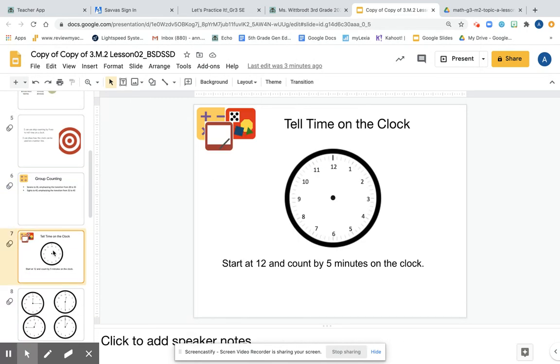All right. So when we look at a clock like this, we're going to start at 12 and we're going to count by 5 minutes on the clock. So each of these intervals, each of these chunks is 5 minutes. So when we jump from the 12 to the 1, that's 5 minutes. The 1 to the 2, that's 10 minutes. So let's do that together. 5, 10, 15, 20, 25, 30, 35, 40, 45, 50, 55, 60.